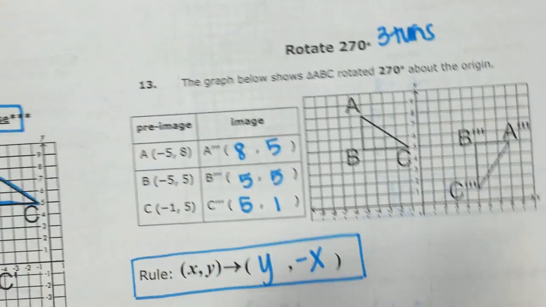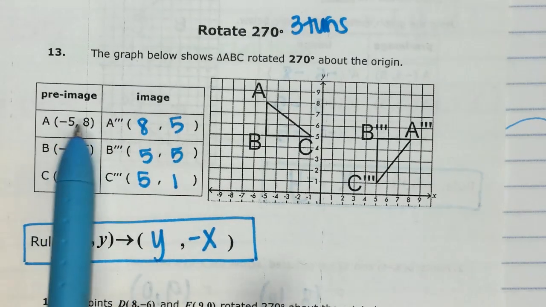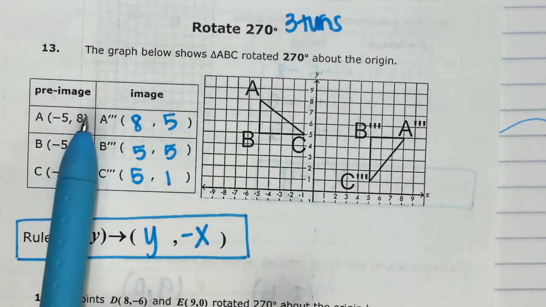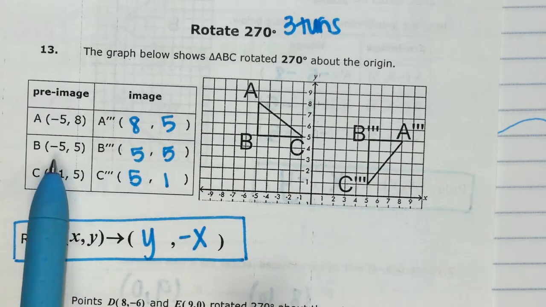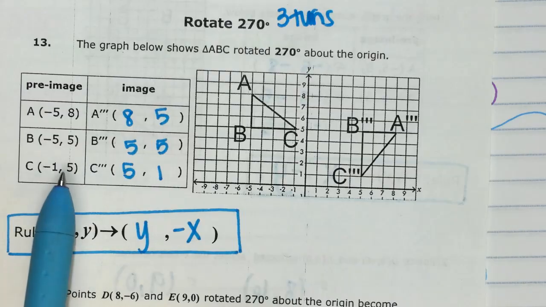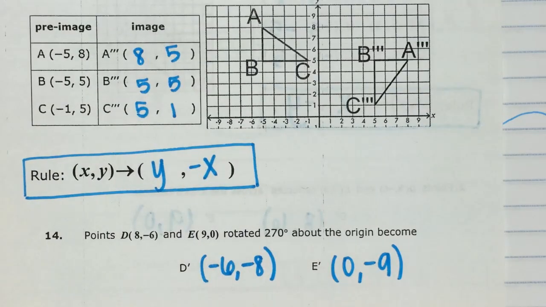And last but not least, 270. Here is the rule you should have gotten for 270. That is 3 turns, and you get y, negative x. You switch the x and y, and then your original x, you negate it. So it's negative, it becomes positive. Switch the x and y, and your original x that goes to the y becomes negated. So you should have gotten negative 6, negative 8, and 0, negative 9.